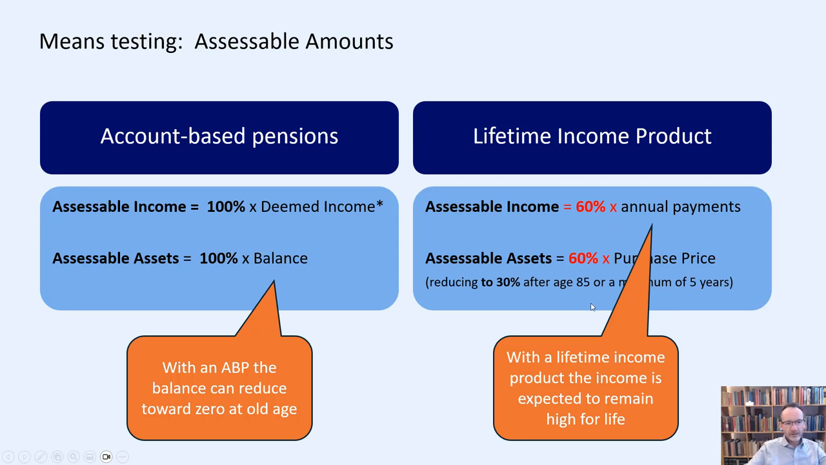Whereas with a lifetime product, you've obviously got this step down in purchase price, this step down in assessable asset value at age 85, but with a lifetime income, it's designed to have a high annual payment level all the way through for life. So, as I said earlier, the relative impact of all this can be different at different ages as you get older.